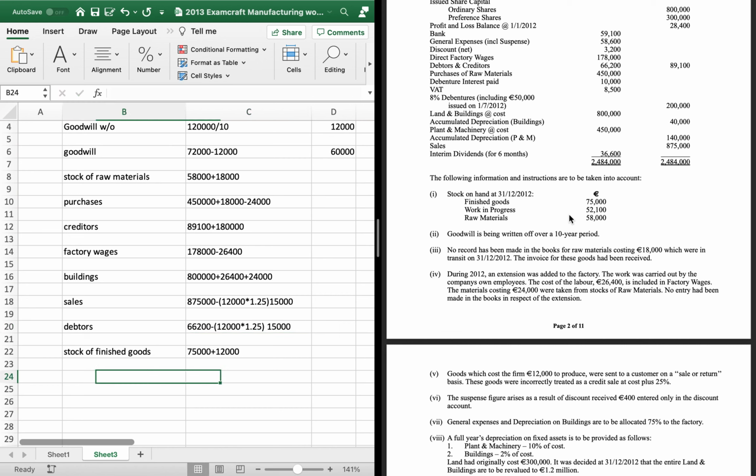Okay, so that's our goods in transit one. Number 6, then the suspense is discount received entered only in the discount account. So a discount received, you get a discount off creditors. So just answer this. So you get a discount off creditors.